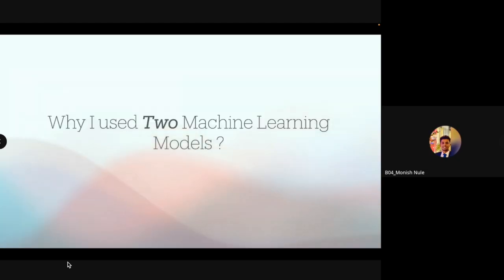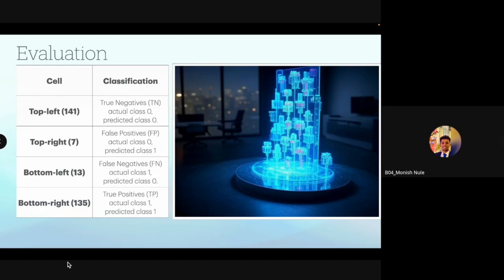So why two machine learning models? Because to predict with more accuracy on this fraud detection. The reason I took the two major models is because we have highly skewed and highly imbalanced data. So we need to consider the outliers and the highly imbalanced skewed data also. So to give an accurate result, I have used two models.